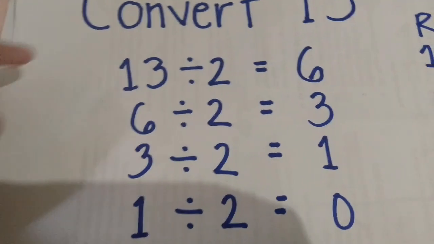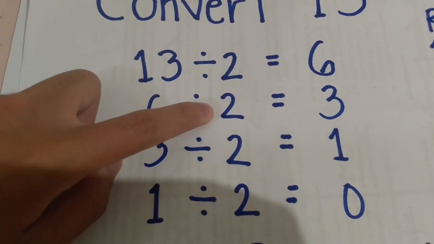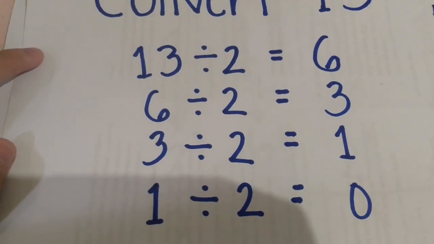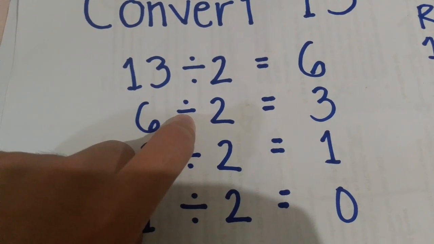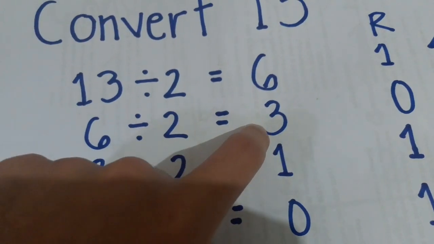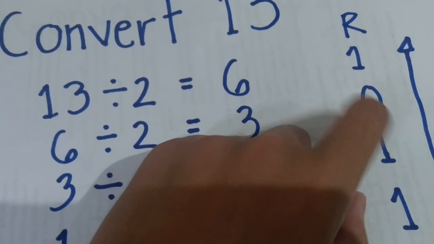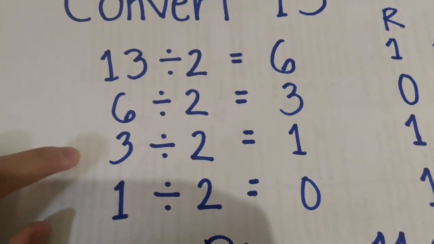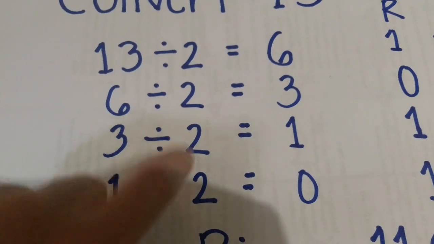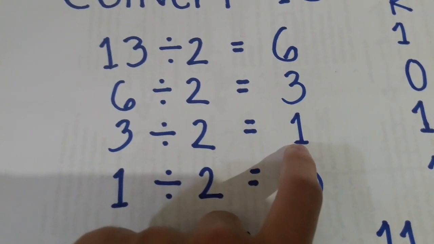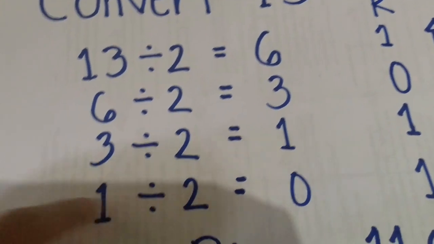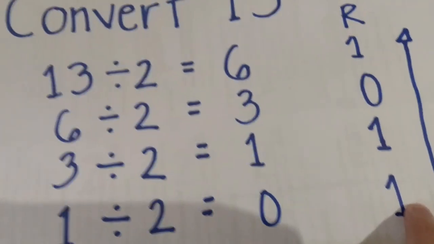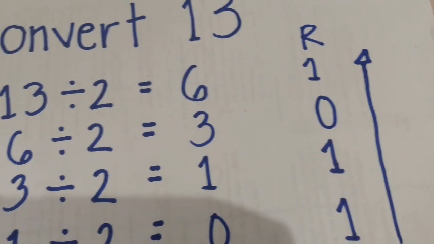Continue on, you have to divide 6 by 2 again until you get 0. Okay? Now, let's divide 6 by 2. We have 3. And we have no remainder, so it's gonna be 0. Do it repeatedly, like this. 3 divided by 2 equals 1, remainder 1. Same with 1 divided by 2. It's 0, remainder 1.